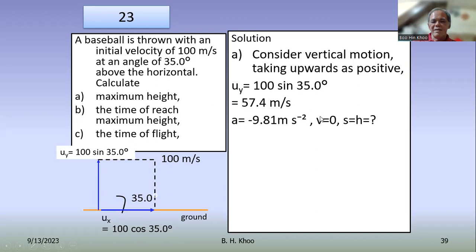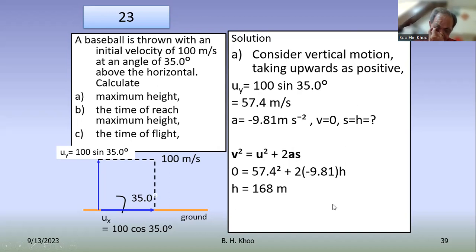At maximum height, vertical velocity is 0. And then s equals h. Choose the formula: v squared is u squared plus 2as. Put it into the formula. v is 0, u is that one there, square that, 2a is this one, minus h. Calculate, your h is 168 meters.